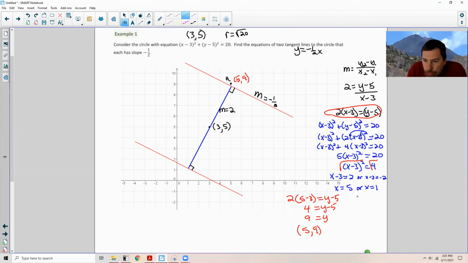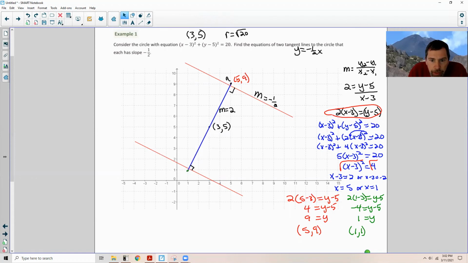Let me use green. And now we're going to use 1 in this equation. So x is 1 would be 2 times (1 minus 3) equals y minus 5. And then 1 minus 3 is negative 2, times 2 is negative 4, equals y minus 5. Add 5 to both sides, and I get y equals 1. So that would be the point (1, 1), and that is right here. So now I have a diameter that goes from (1, 1) up to (5, 9), going through the point (3, 5). These tangent lines need to move up, and this one needs to move down.